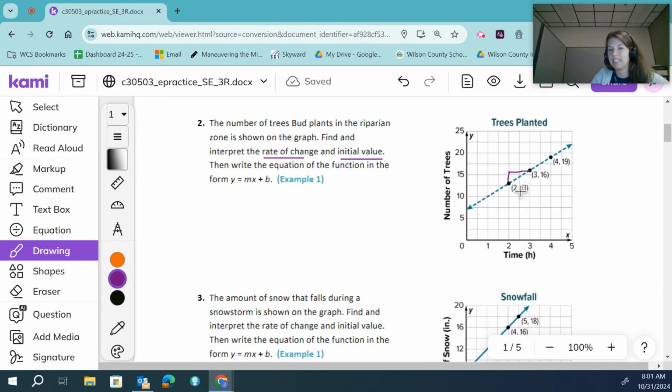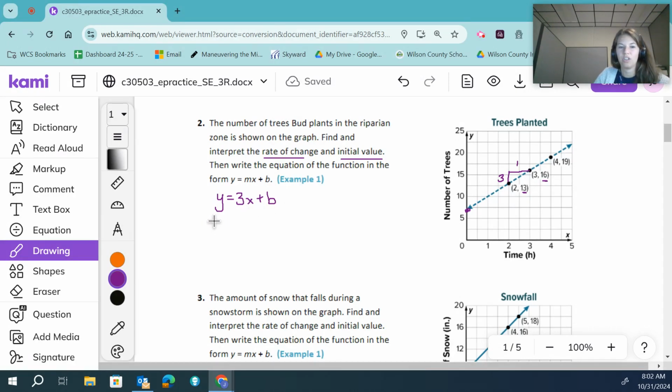My rise is my change in my y value, so 13 to 16, we go up 3, so it's positive 3, and then my change in my x value is 2 to 3, so that's 1. So my slope is 3, y equals 3x plus b. All right, and my y-intercept is right here, but it's not on a particular line, so I'm not 100% sure what that is. So what I'm going to do instead is use the x and y value in these points to plug in and solve for b.